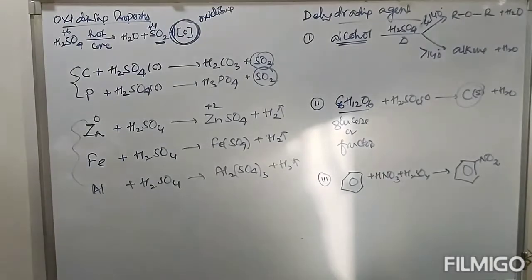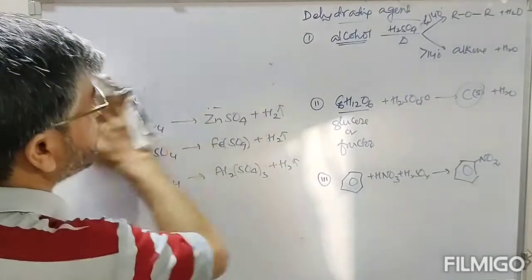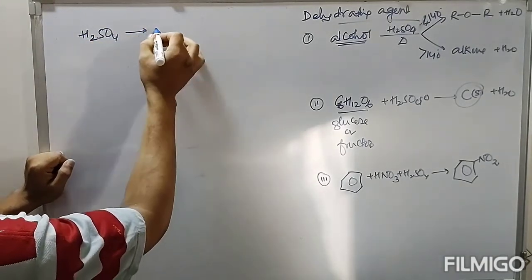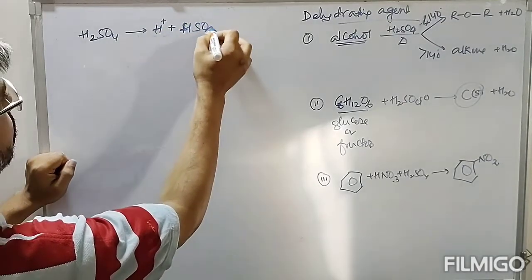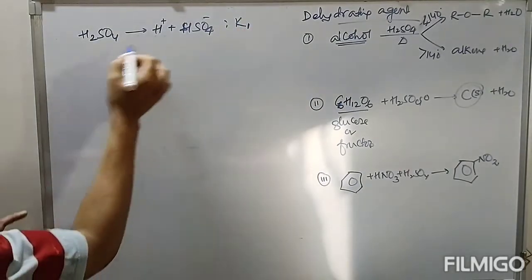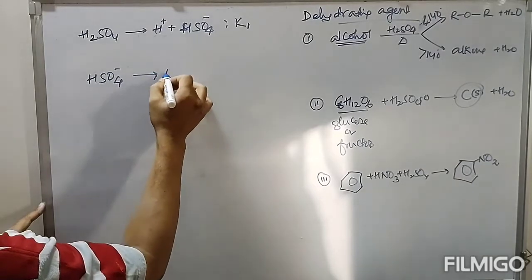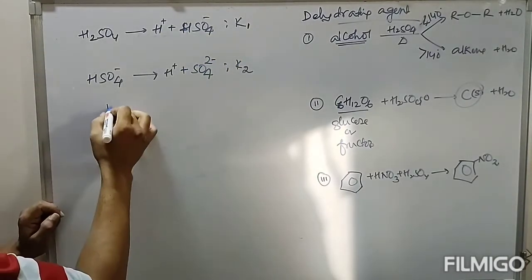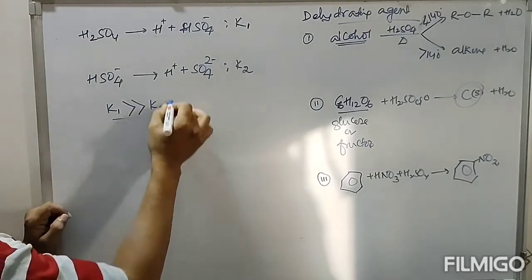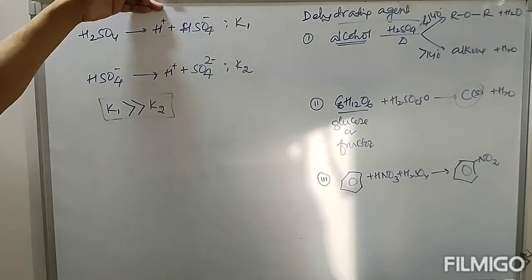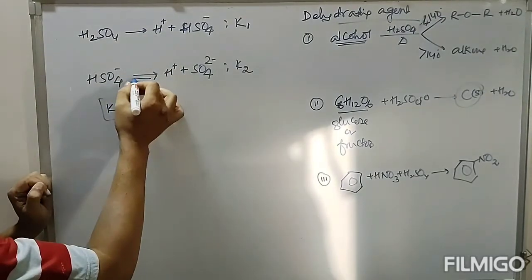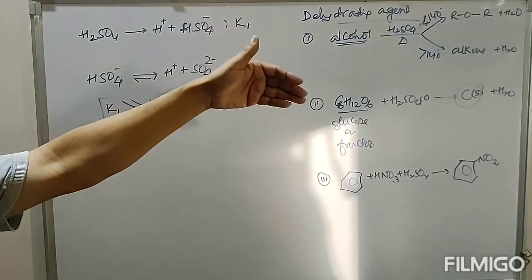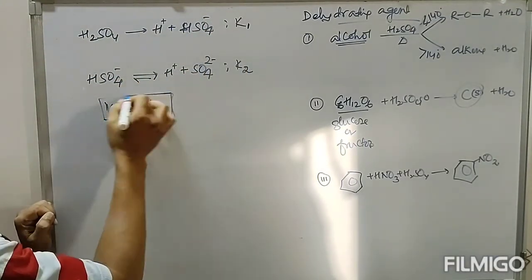Now, for sulfuric acid's oxo anion, let me give you the structure. H2SO4 ionizes to give you H+ and HSO4 minus. Suppose the first ionization constant is K1. This HSO4 minus ionizes to give you a second H+ ion and SO4 2 minus. This is the second ionization constant. Now the first ionization constant is always greater than the second ionization constant. The reason is that after the elimination of the first H+ ion, this H+ ion acts as a common ion effect for the second equilibrium, and because of this the second ionization is less. Hence, the first ionization constant is always greater than the second.